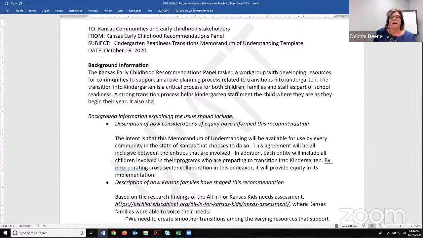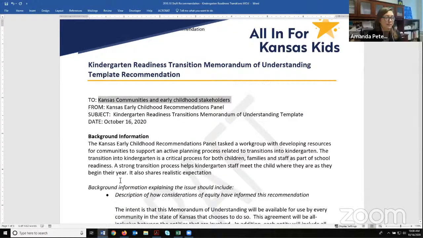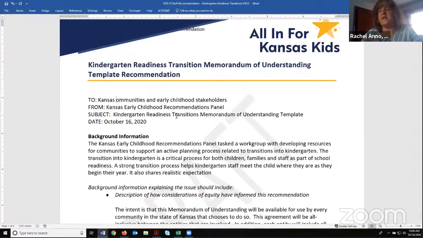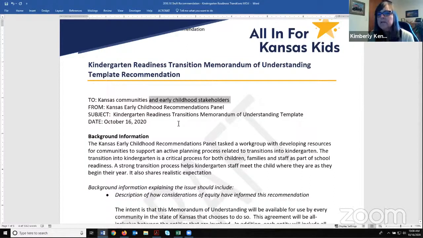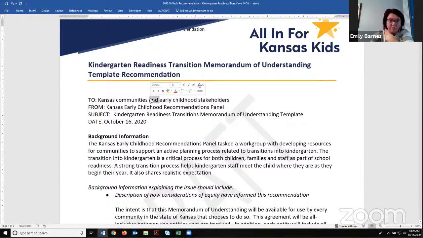This is Debbie Deer. I have a comment, just as a reminder, that the governor states that we are all early childhood stakeholders rather than separating out just Kansas communities. Very good. So Debbie, would we want to adjust any of this language when we're thinking about who the recommendation is made to? Yeah, the comment was mine. I think the issue is just not calling them out separately, but combining them together to make them more of a team. This is Emily Barnes. What if you said Kansas communities of early childhood stakeholders? Instead of "and," use "of." I see some nods. Awesome.